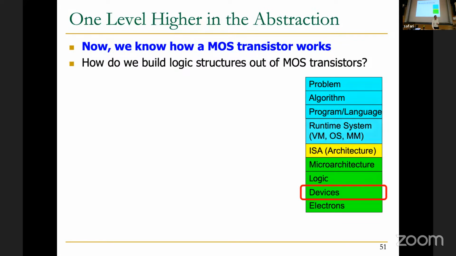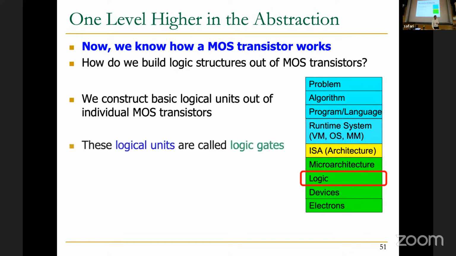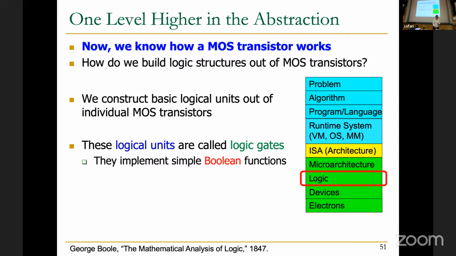We're going to go a little bit more. How do we build logic structures out of most transistors? These logical units that we build out of most transistors are called logic gates, and they implement simple Boolean functions. We're going to start with an inverter function soon. And you've all taken Boolean, well, most of you know about Boolean algebra. Probably most of you did not read George Boole's seminal book, but it's beautiful.